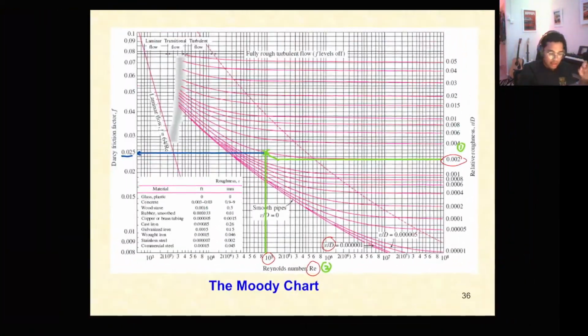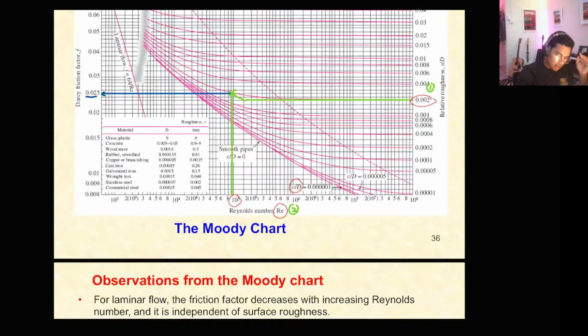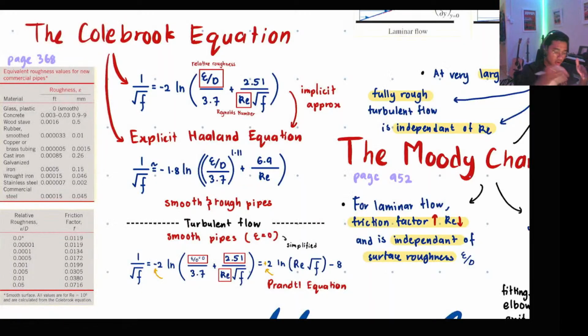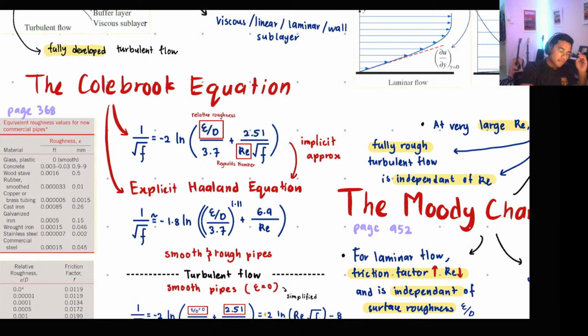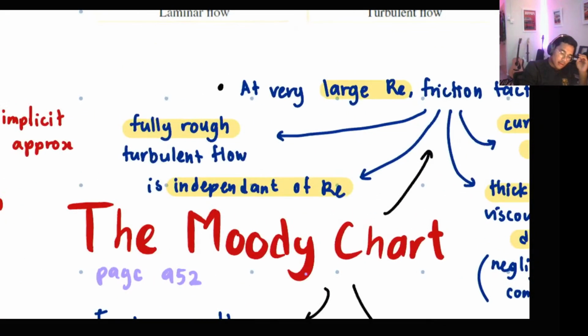So the Moody chart is actually very simple. The Moody chart is also a way to verify your formula. Like you already calculated using the Colebrook equation, you need to verify using the Moody chart. So there are usually two solutions to one problem. This is the first solution. This is the second solution.